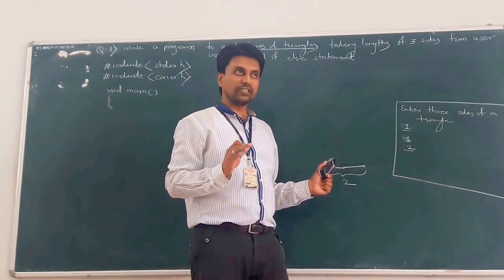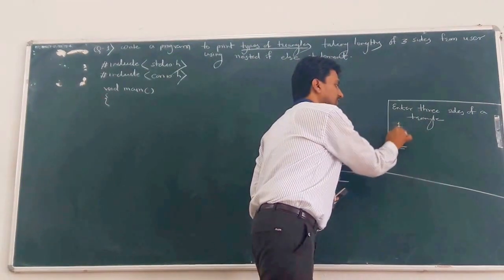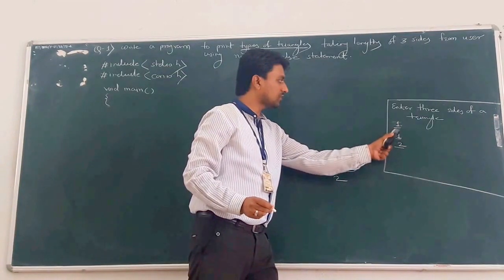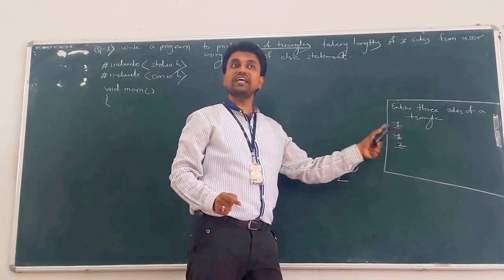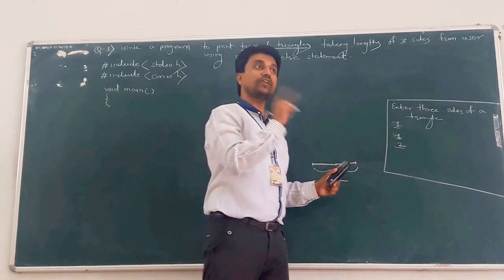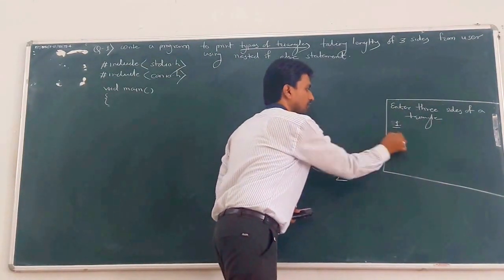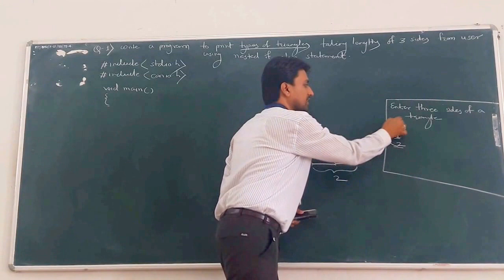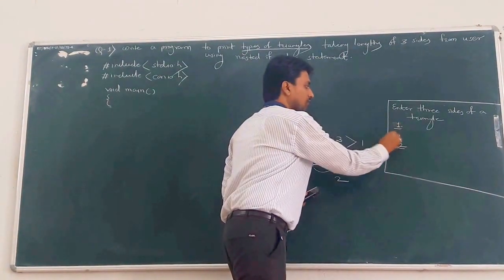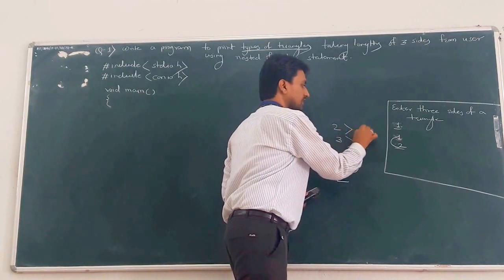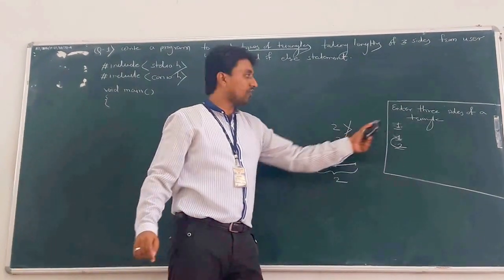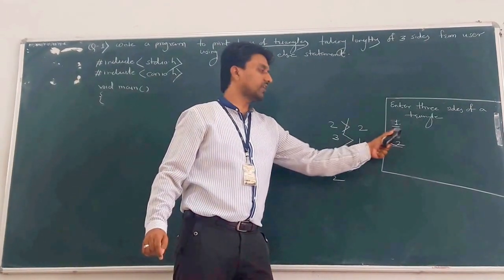What is the condition for that? Check whether the addition of any two sides is always greater than the third side. That means 1 and 2 added is 3, which is greater than the third side, yes, it works. But the addition of 1 and 1, that is 2, is not greater than 2. It's wrong. Understood? So we cannot form a triangle from 1, 1 and 2.